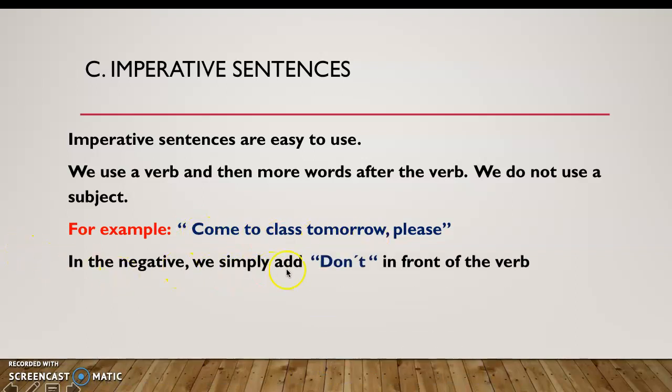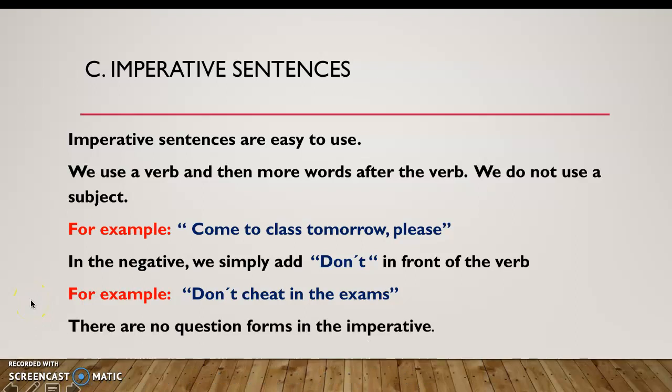In the negative, we simply add don't in front of the verb. So we could say, don't come to class tomorrow. Let's look at an example. For example, don't cheat in the exams. And there are no question forms in the imperative, so as I said, it's very, very easy to use.